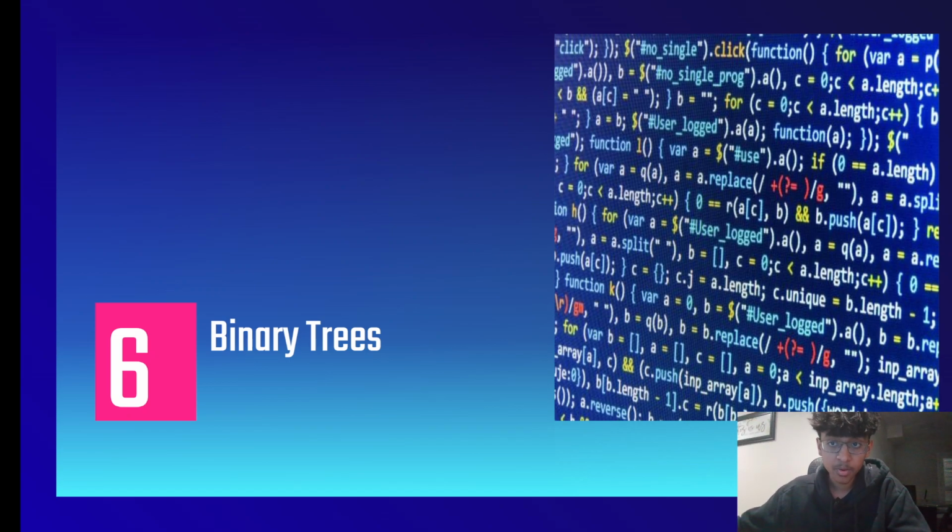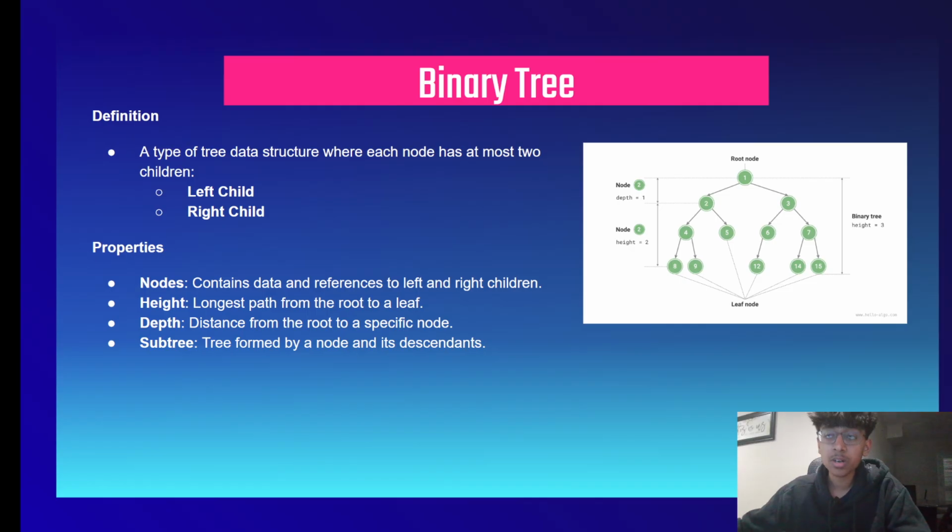Today we're going to be talking about binary trees. So what is a binary tree? A binary tree is a hierarchical data structure in which each node has at most two children, a left child and a right child. It is widely used in searching, sorting, and hierarchical representations of data.